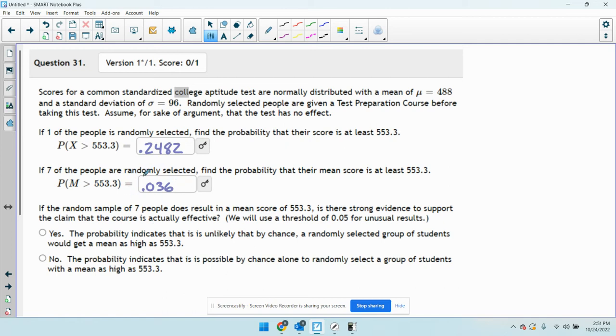So since it's so unlikely, this is about a 4% chance of it happening. If it does happen, that means that it must have been by the result of the test prep course, because them just having it by chance is so unlikely. So yes, the probability indicates that it's unlikely by chance. So the randomly selected students should have gotten a higher score based on the test prep.